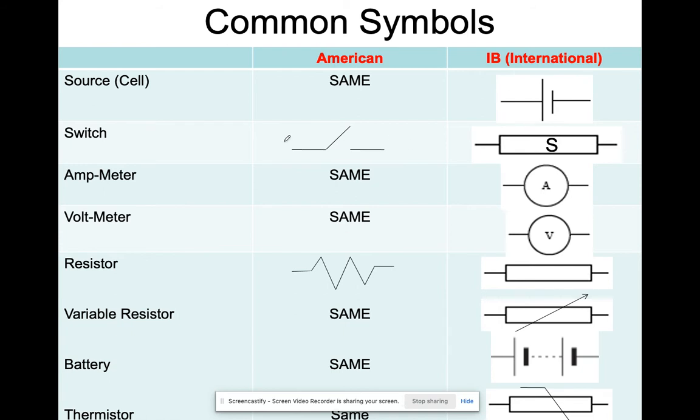You'll notice, I know it's a little cut off down here, but they're pretty much the same everywhere, except for a switch. In America and in a lot of the labs we're going to do, a switch is this thing right here, and it can either close to complete the circuit or open to break the circuit. While in IB, it looks like a resistor, but they put an S in it.